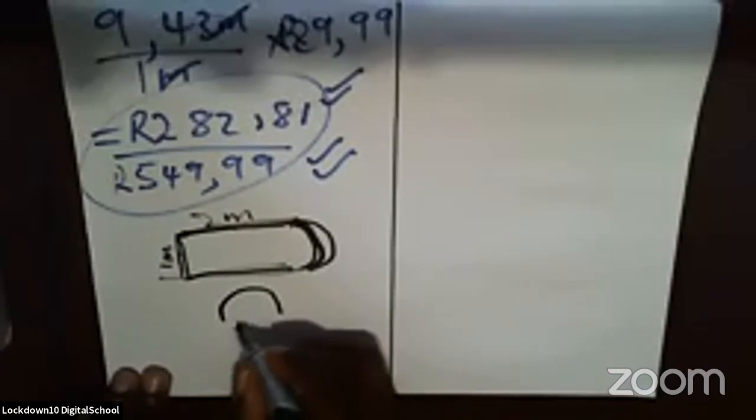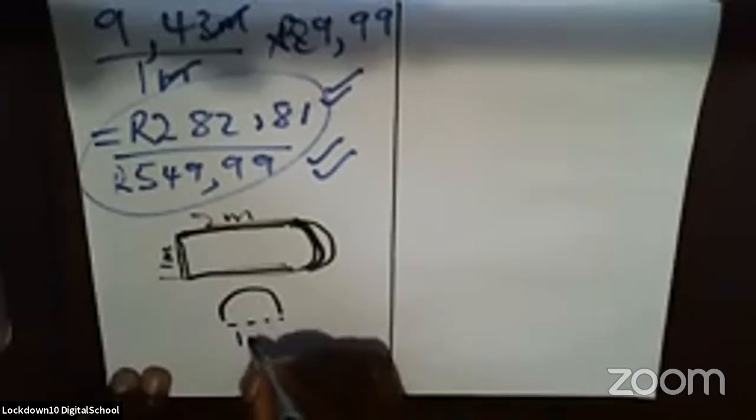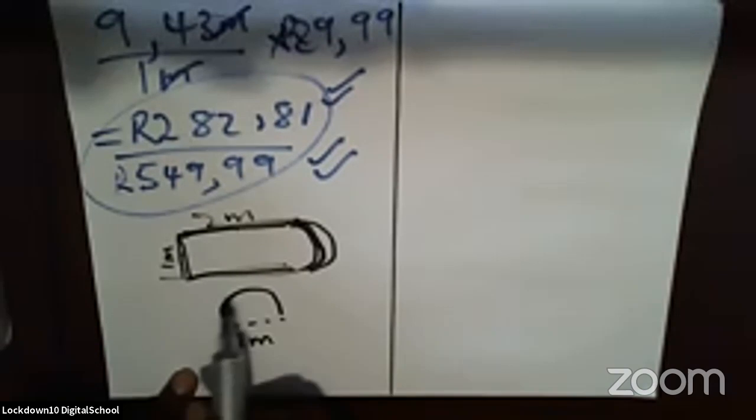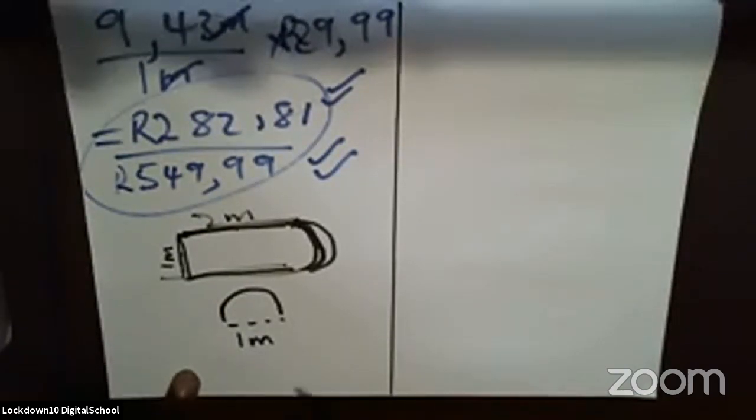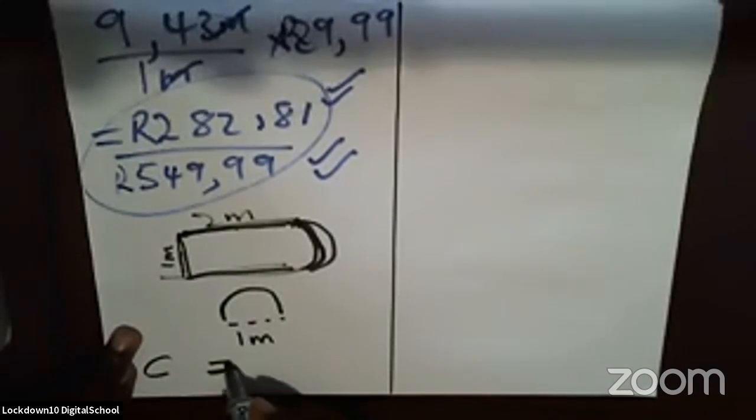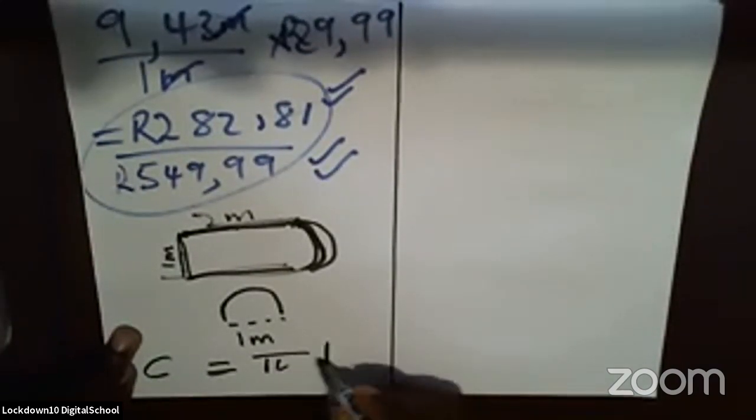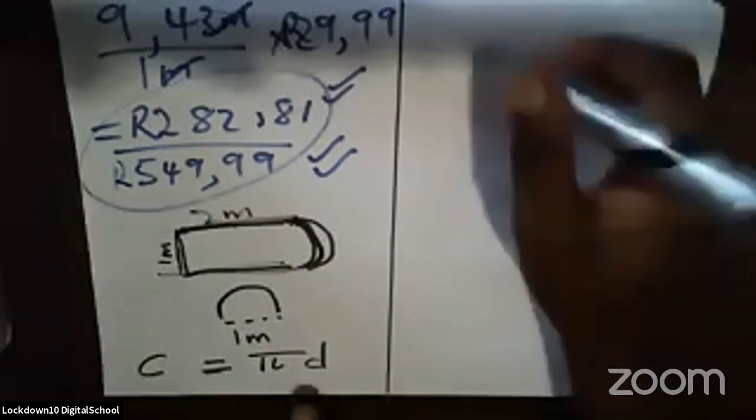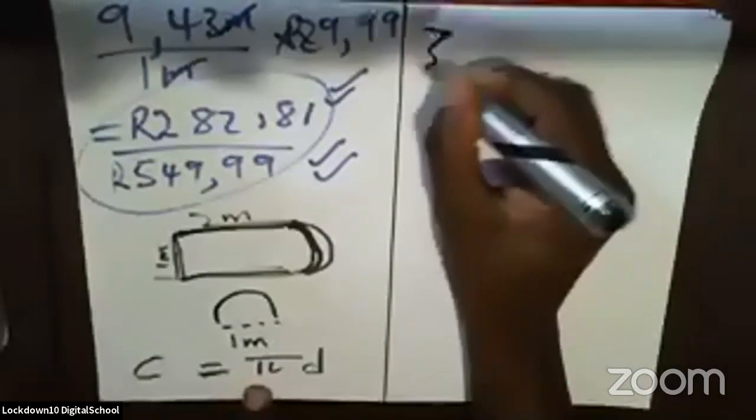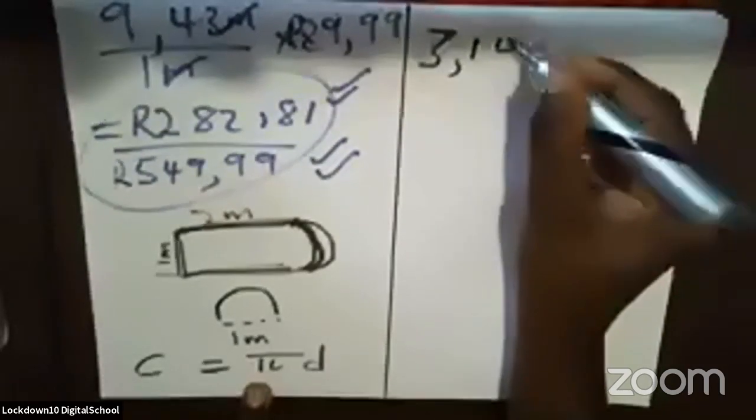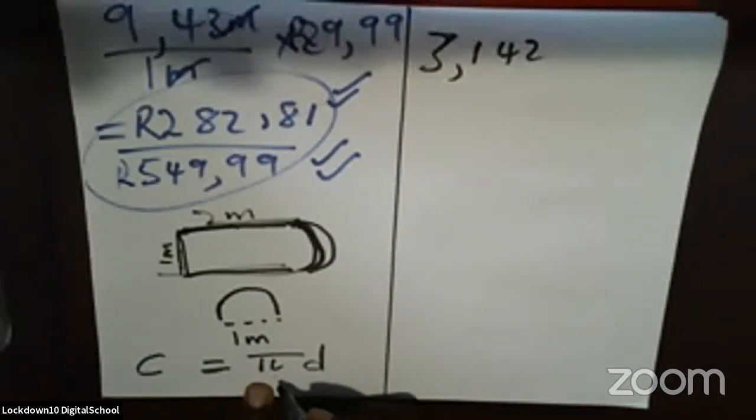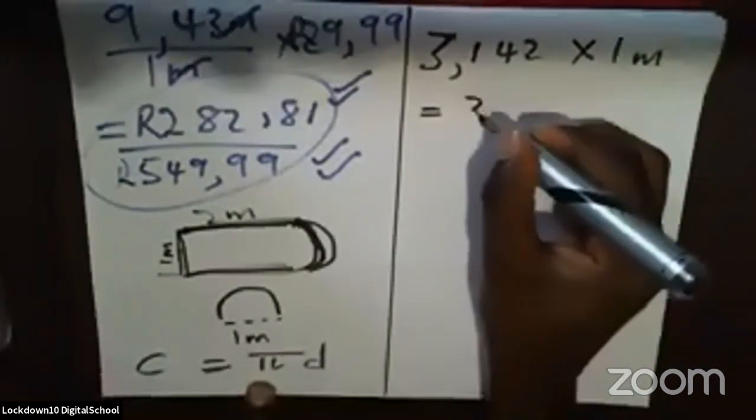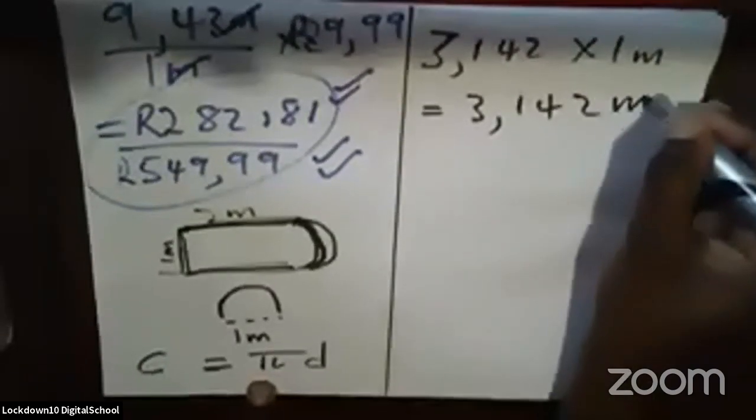Okay, so this is different. We have this part, we were told it is 1 meter. So what do I do? I need to calculate the circumference of this semicircle. The formula for calculating circumference, let's say C is equal to pi times diameter. Do I still remember the value of pi? 3.142, that is my pi, and my diameter is 1 meter. So my circumference is going to be 3.142 meters.